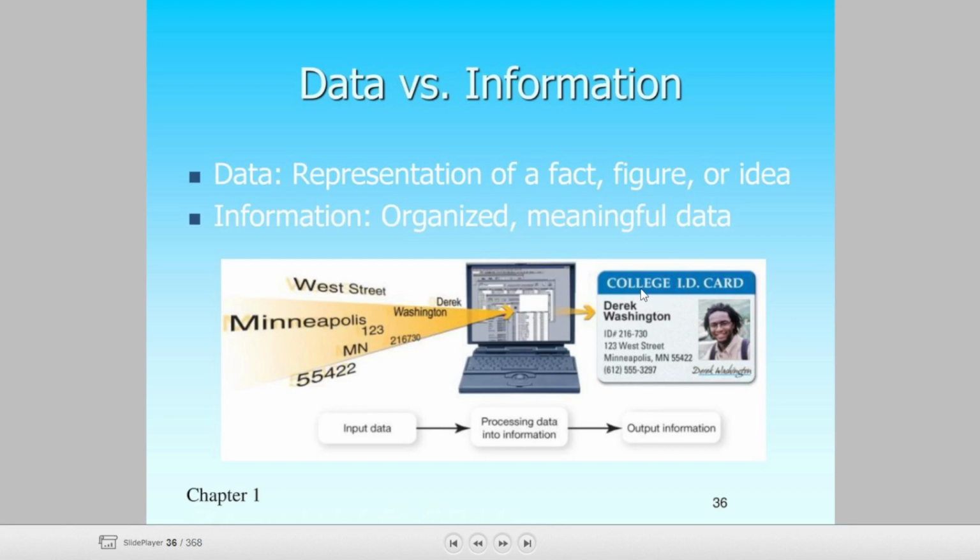So we have this college ID card. We have Derek Washington. We have his ID, his address, his phone number, and his signature. So data is meaningful fact. After we process it in a computer, it becomes information. So input data, process data, output information.